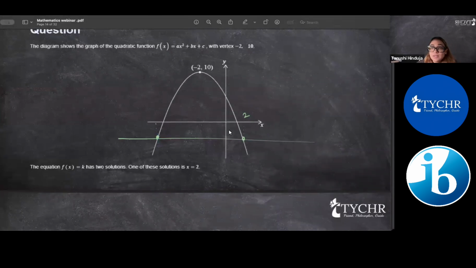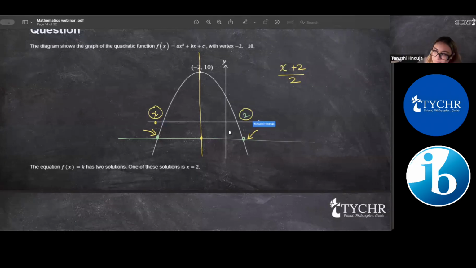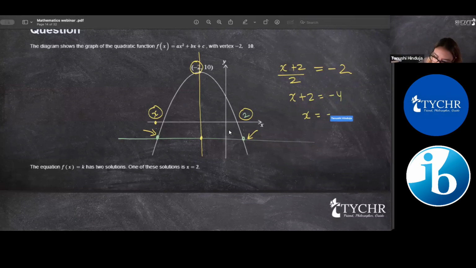Now, we don't need any equation for that. The reason is a parabola is always symmetric. So the vertex is going to be in the middle of these 2 points always. It's not only in the middle of the 2 roots, it's always in the middle of any 2 points which have the same y coordinates. So let me call this point x. That means (x plus 2) over 2, the average of x and 2, should get me the x coordinate of the vertex, which is negative 2. So x plus 2 is negative 4 and x is negative 6. So this distance and this distance have to be the same. So the other root is -6.